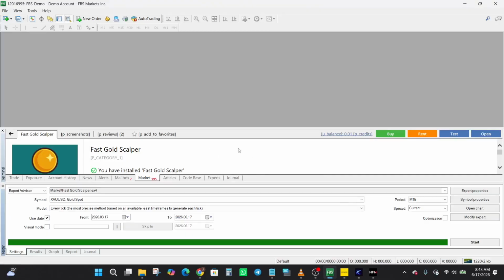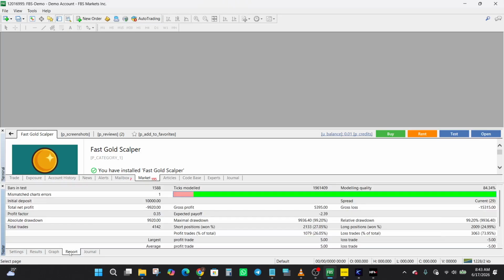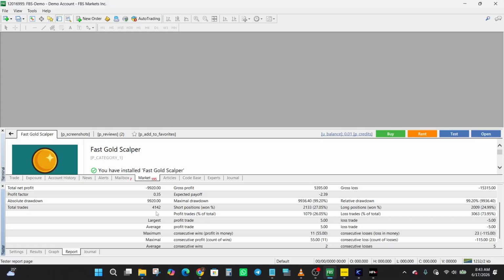Let's see the report of how this EA performed over the past 3 months. So testing the Fast Gold Scalper on XAUUSD on the M15 time frame as recommended, and I'm using the every tick modeling. All right. So looking at the report, I can see that from an initial deposit of $10,000, the total net profit was negative 9,920. Out of 4,142 total trades taken, 8,079 were profitable, and that gave a 26.05% win rate. That's pretty low, right?